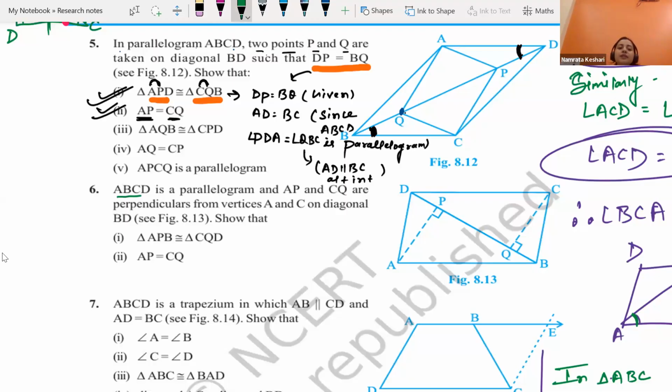So ABCD is a parallelogram. Of course, opposite sides will be parallel and equal to each other. And AP and CQ are perpendicular. This AP, already we can see it's perpendicular. 90 degrees shown over here. This is 90. That is also 90. Both sides it must be 90. Here also this is 90. That is 90.